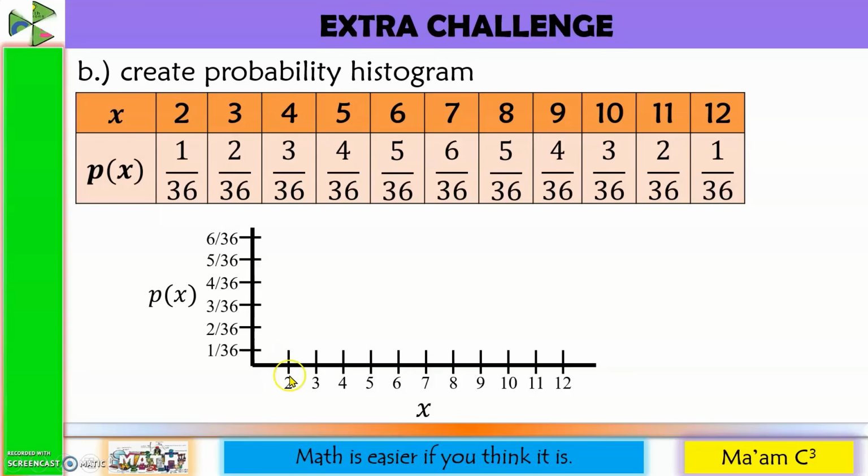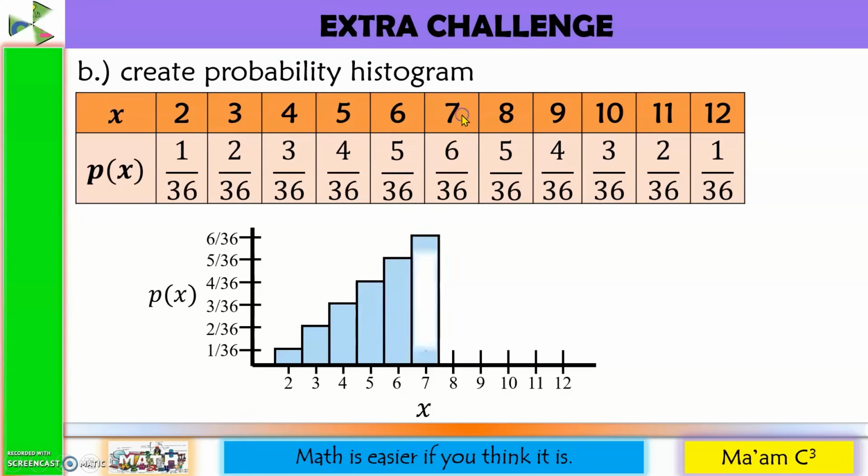Let us start. For 2, we have 1 over 36. For 3, we have 2 over 36. 4, 3 over 36. 5, 4 over 36. 6, 5 over 36. 7, 6 over 36. 8, 5 over 36. 9, 4 over 36. 10, 3 over 36, 11, 2 over 36, and 12, 1 over 36. That's it. We have the probability histogram.